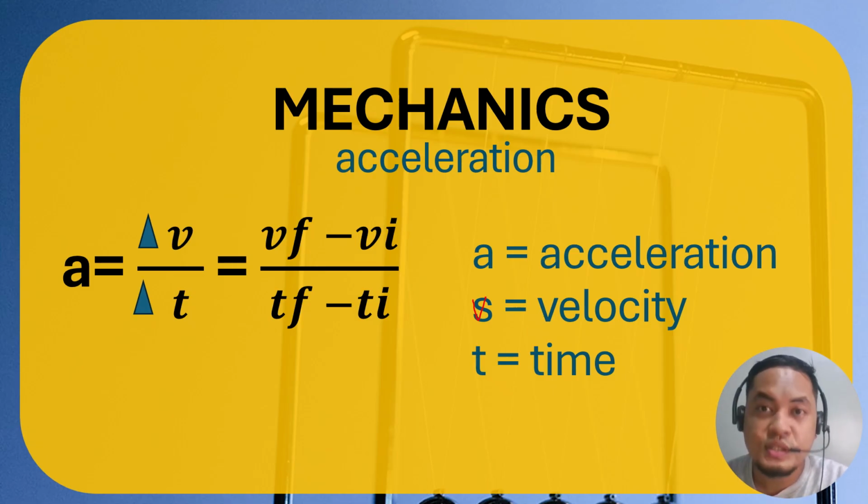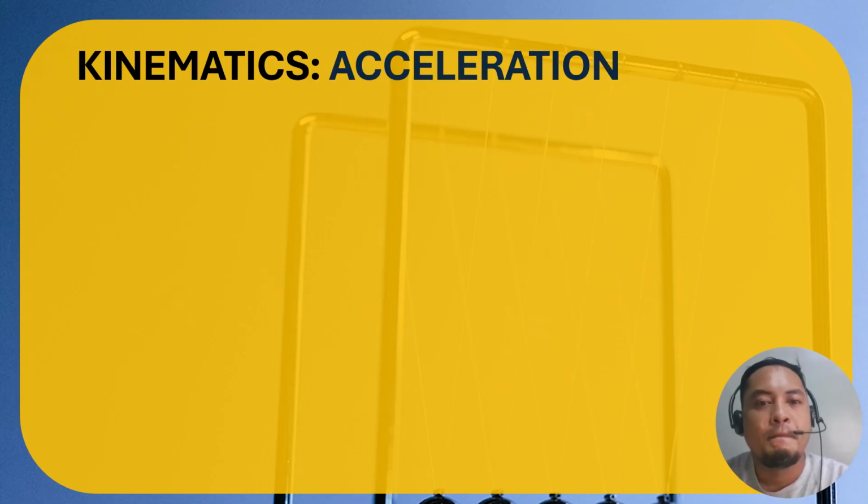Okay, acceleration is a vector, so it has direction. But if the problem does not say or does not provide the direction, it's okay not to provide the direction in our final answer, provided that in the back of our mind, acceleration is a vector. It should have magnitude and direction.